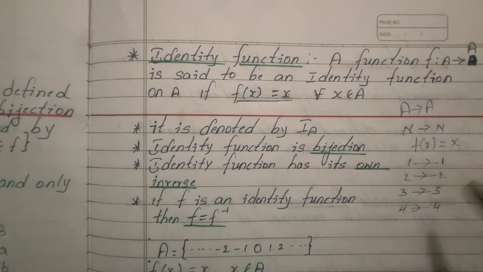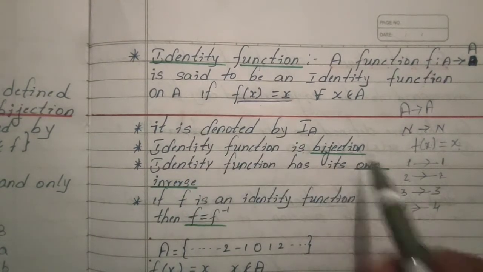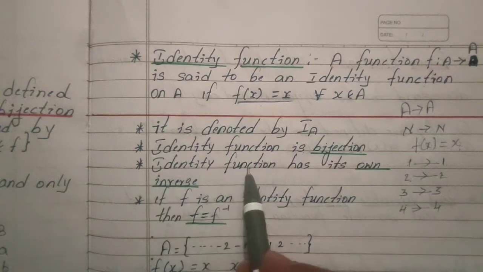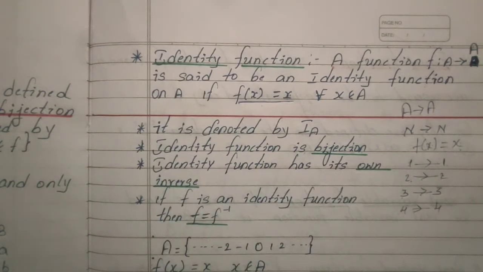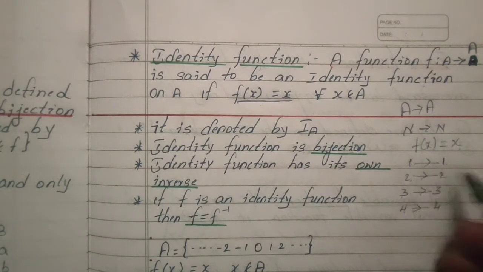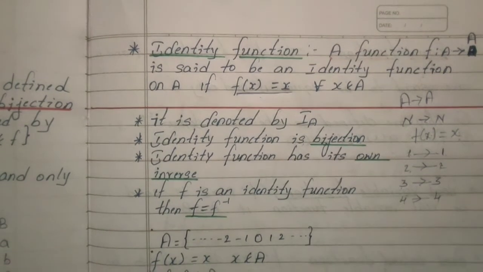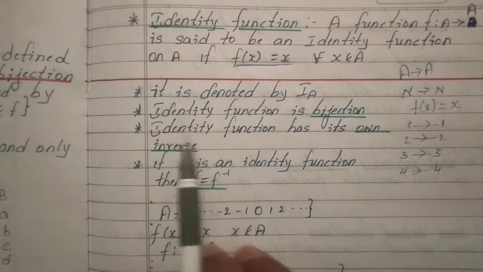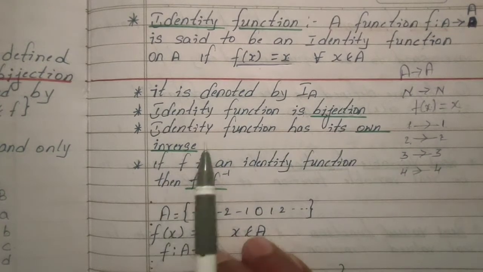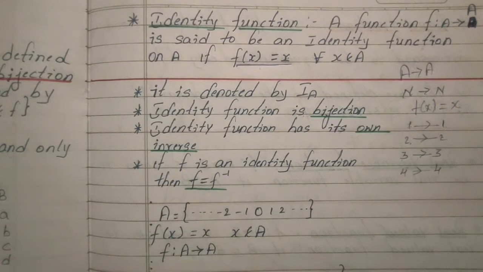Then this function f is said to be a bijection. So identity function means the function must be a bijection. Identity function has its own inverse. Suppose I consider this is a function. Next I will show the example, you may understand. Remember, in identity function, the inverse will be the same as the function. So f and f inverse both are equal.